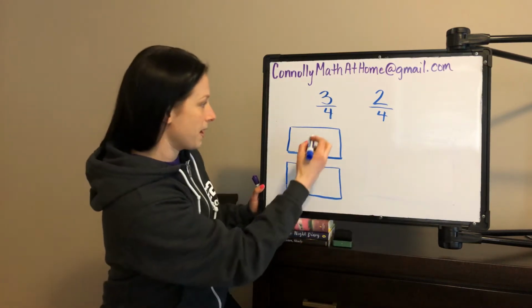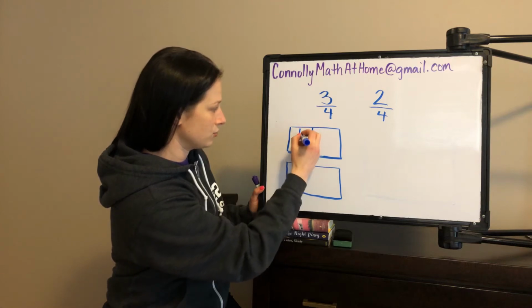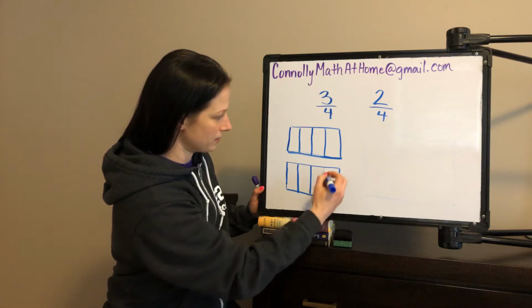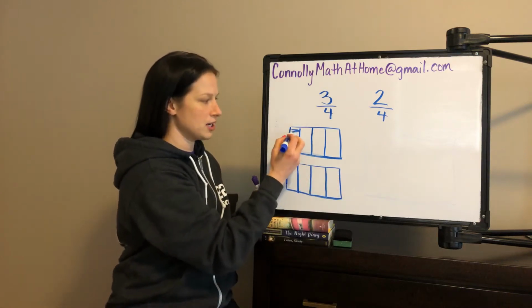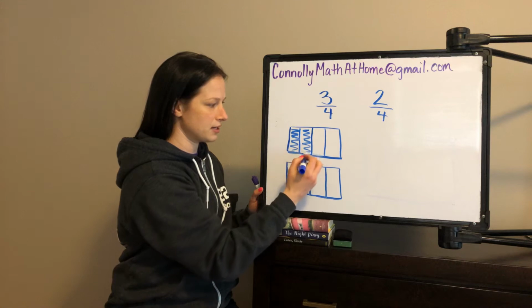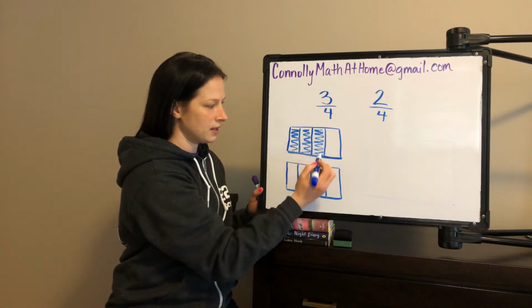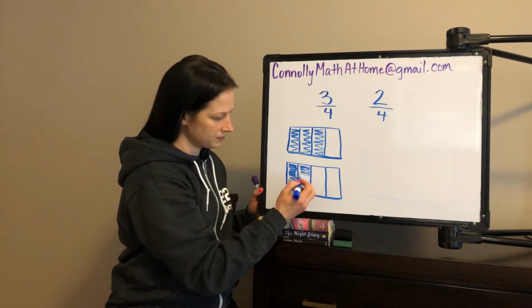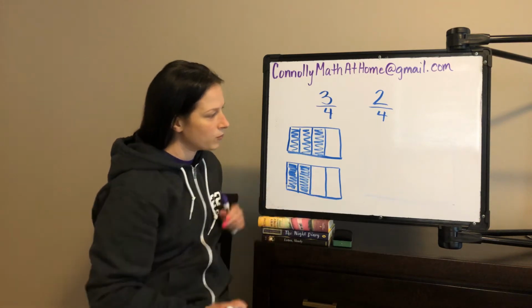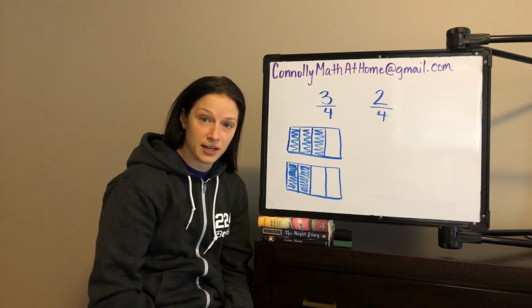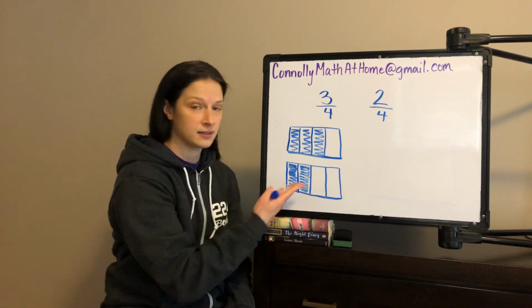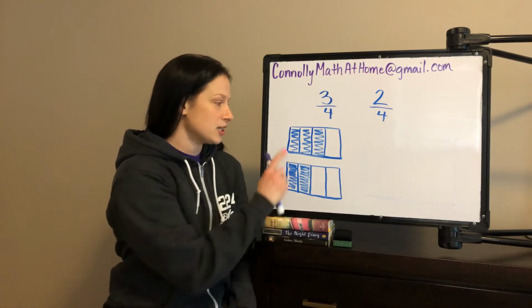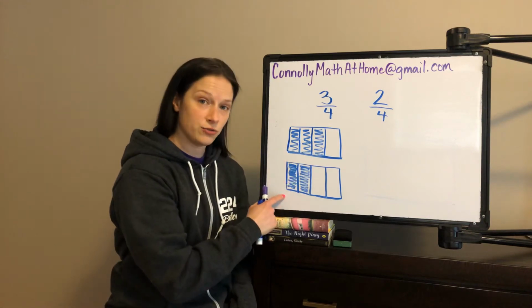Let's think about 3/4 compared to 2/4, and let's see what we notice when we do the area model. I'm going to shade in 3/4 here, representing 3/4 on the area model. And then I'm going to represent 2/4 on this area model. I'm wondering if there are any noticings about which one is larger. You can clearly see from the area model representation that 3/4 is larger than 2/4.